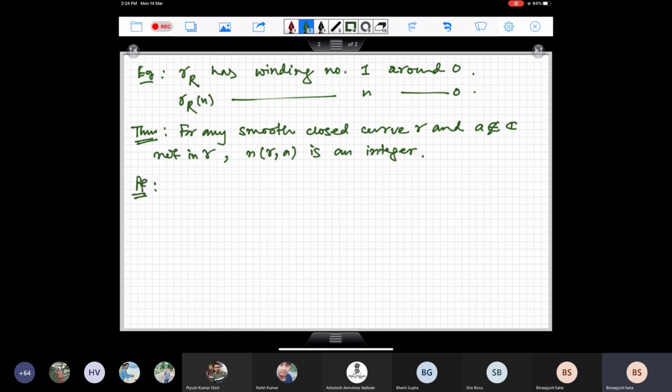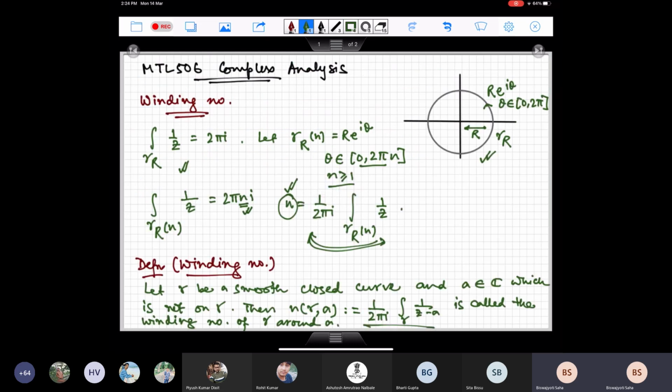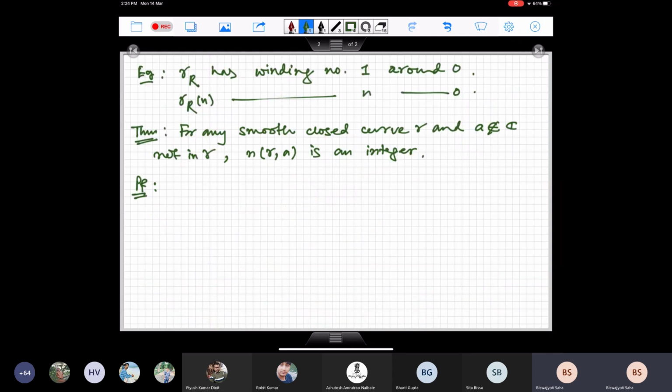So what do I have to show? I have to show that this integral takes integer values. So let us write it down. What is n gamma a? So n gamma a is 1 upon 2 pi i.